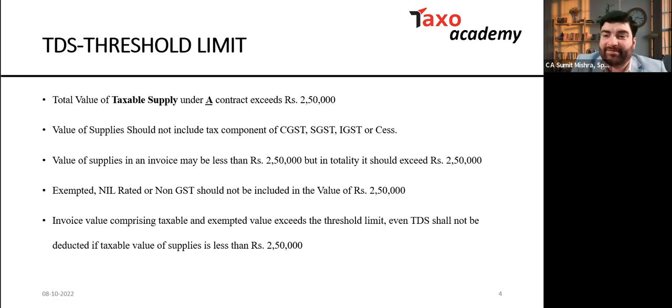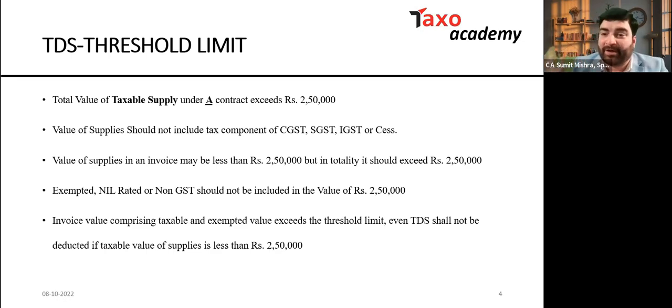In this case, what happens? For example, the tax rate is 18%. So I have to do the reverse calculation. And after excluding tax, let's say it comes out to 2,40,000 and 20,000 is tax. So the value is less than 2,50,000. It means the contract value is less than 2,50,000. I'm not supposed to deduct TDS on that transaction. Again, I'm focusing on a single contract: value must exceed 2,50,000 and the value should be a taxable supply.